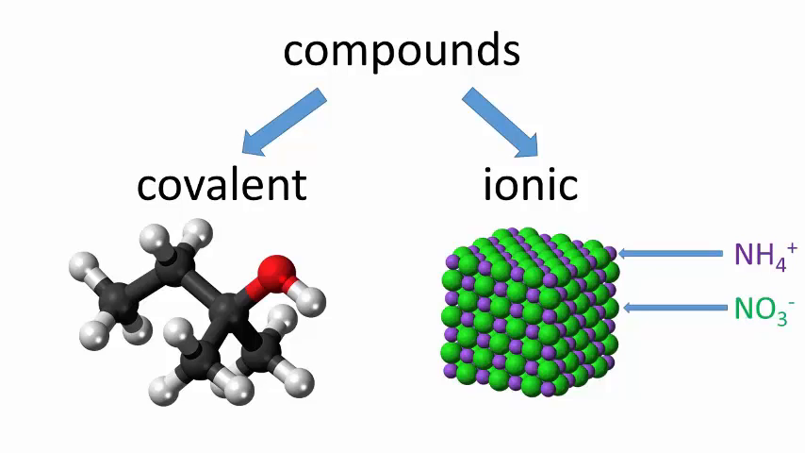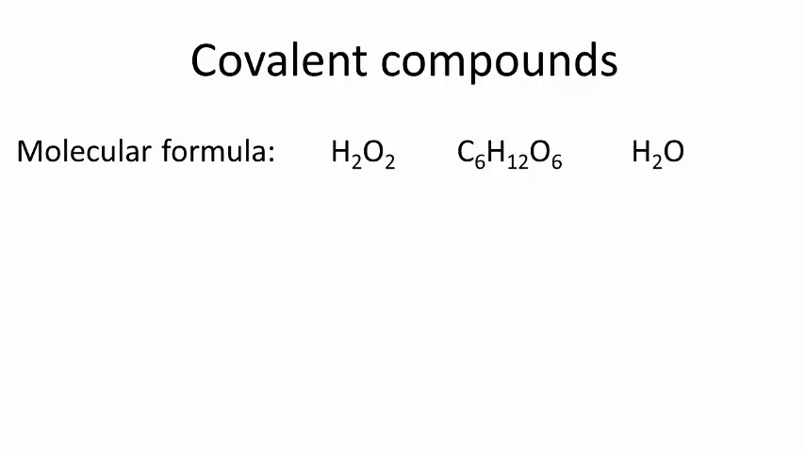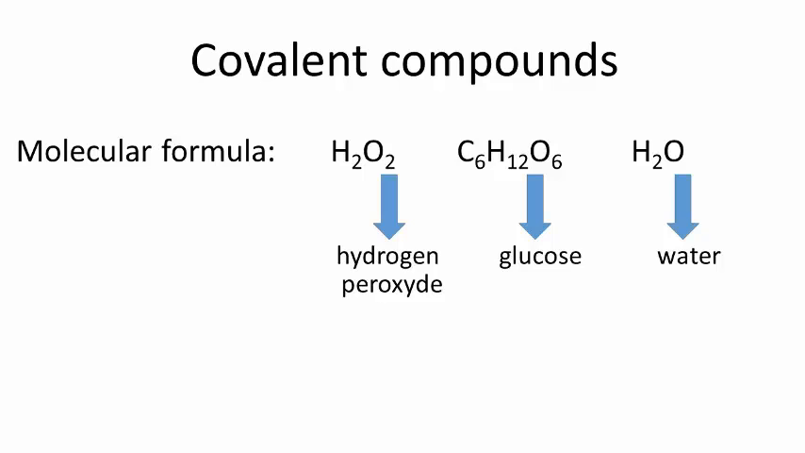Anions and cations can either be single atoms, such as Na+ or Cl-, or polyatomic, such as NH4+ or NO3-. Each covalent compound has a molecular formula and an empirical formula. The molecular formula gives the precise composition of a molecule. For example, hydrogen peroxide has a molecular formula of H2O2.